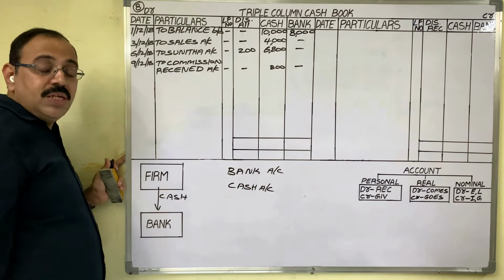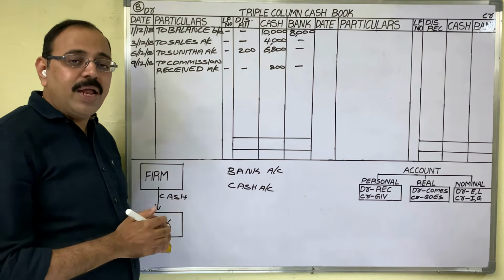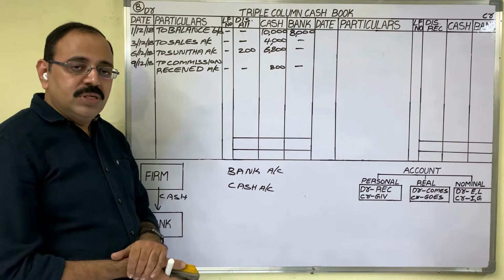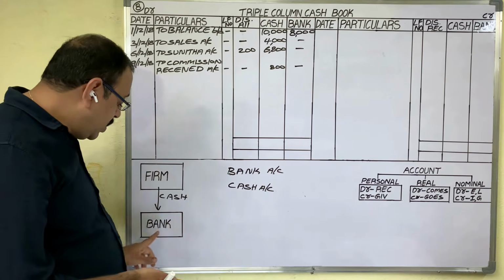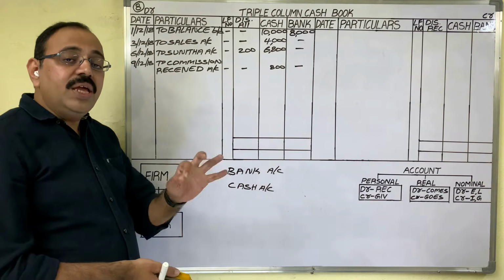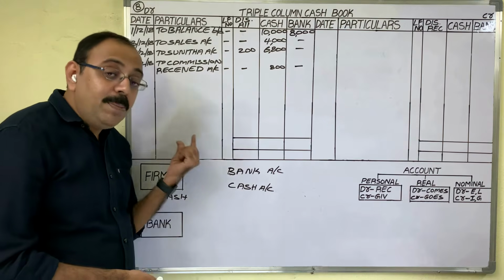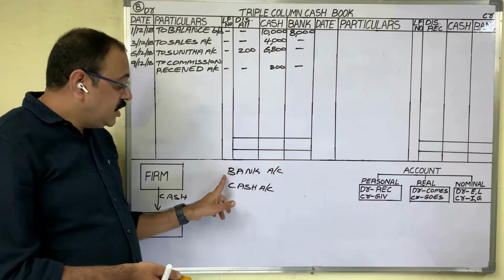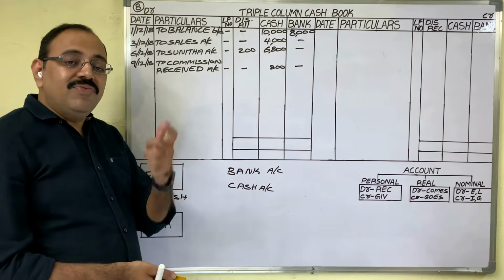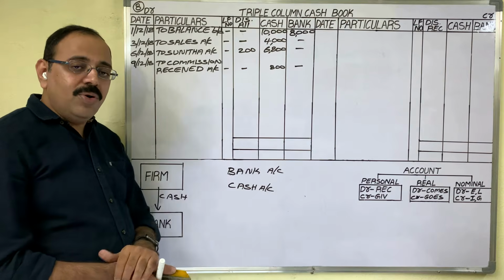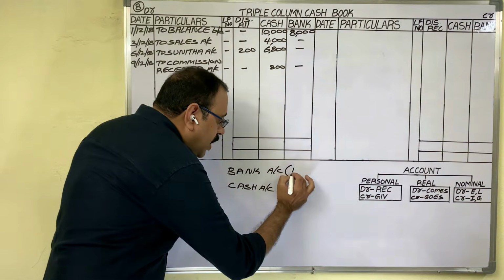Bank account is which account? Don't think that bank means asset, bank balance, therefore it is a real account. Bank means one organization name. As a student, you wrote simply the word bank. But when you work in any organization, in place of the word bank, you are going to mention that bank's name. For example, HDFC account, ICICI account. With the firm's name, we are opening one account now. It is a personal account. Bank account is a personal account.